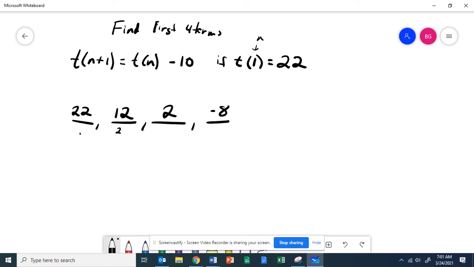Okay? So you just got to remember, if you know where you're at now, do that operation to get to your next number. So if I'm at term 1, to get to term number 2, in this case, I need to minus 10.